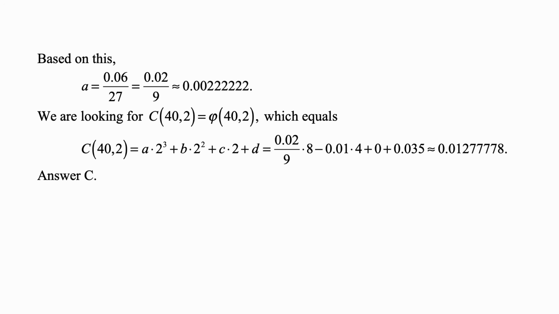We're looking for C of (40, 2), which is phi of (40, 2), and that equals C of (40, 2) by the formula that we assumed for this spline: a times 2 cubed plus b times 2 squared plus c times 2 plus d. So 0.02 over 9 times 8 minus 0.01 times 4 plus 0 plus 0.035. That's approximately 0.012777778. That's answer C.